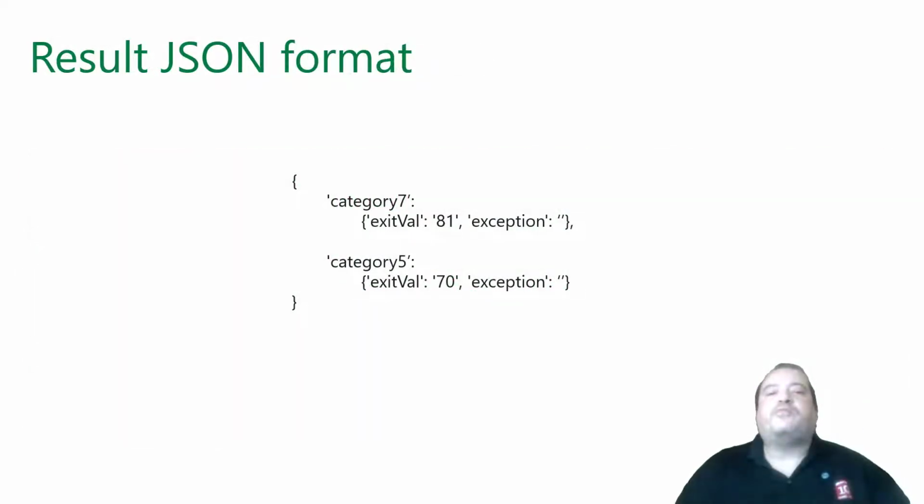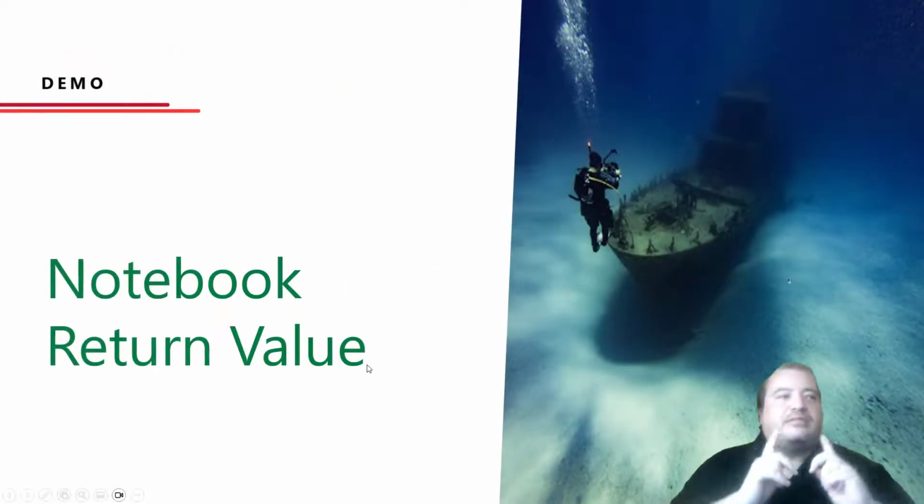This is the format of the JSON resulting from the RunMultiple call. We get a JSON where we have properties with the name of each activity, and in this property we have the return value, and any exception could also be included here. Let's see this working.